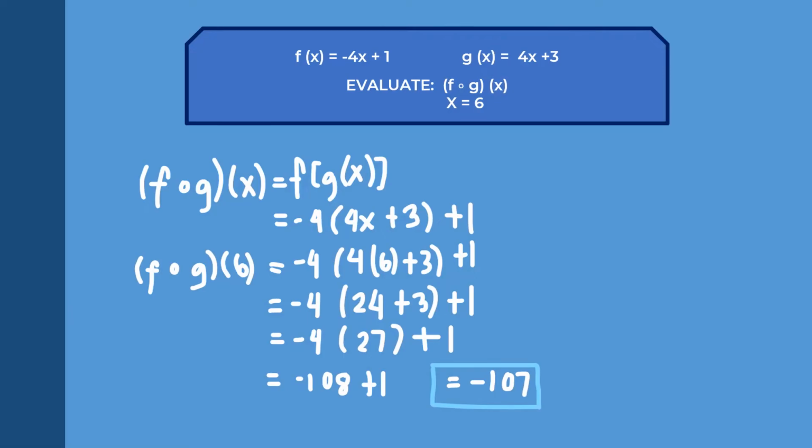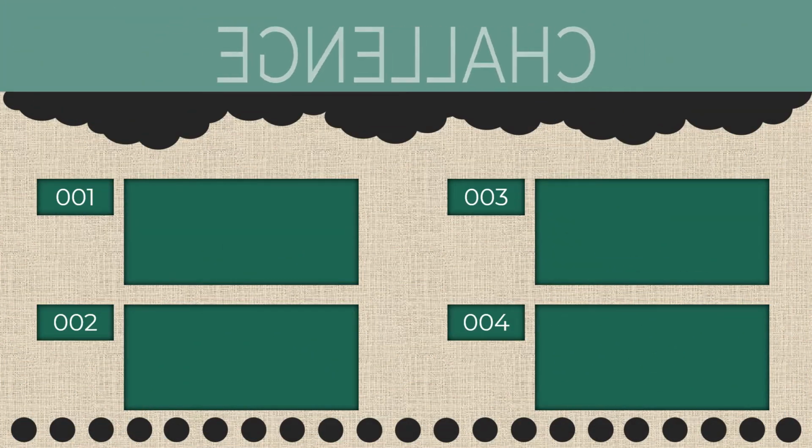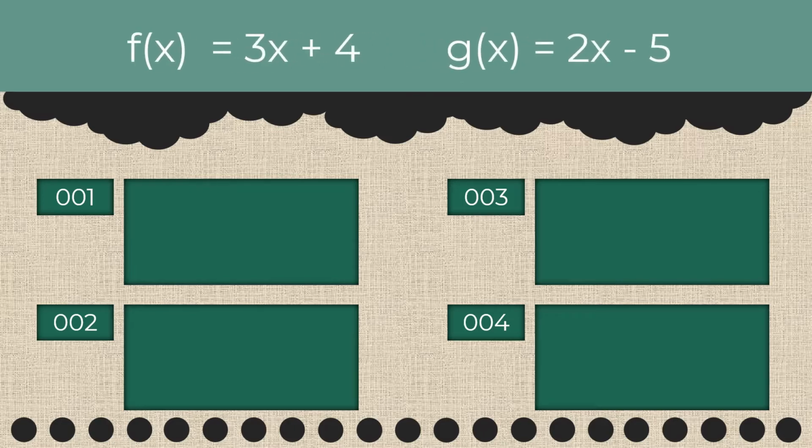Now, since we are done with the lesson, let's face the real challenge. Test number 1. Find the difference of f of x is equal to 3x plus 4 and g of x is equal to 2x minus 5.